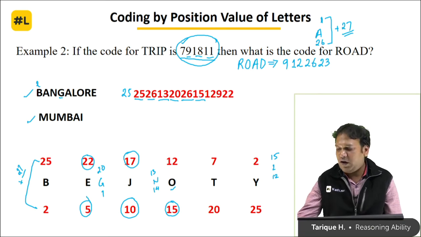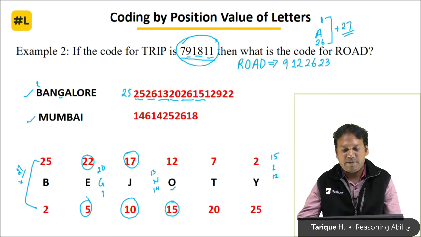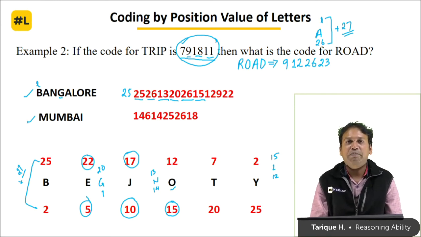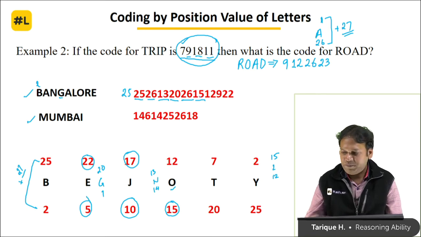So using the positional value from the end, the code for Bangalore is this much and Mumbai is 14 6 14 2 5 26 18. Remember that the positional value from the beginning and the positional value from the end add up to 27. That is how you find out quickly the positional value of each letter from the end. Alright.